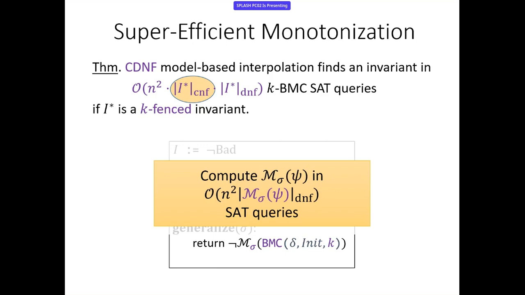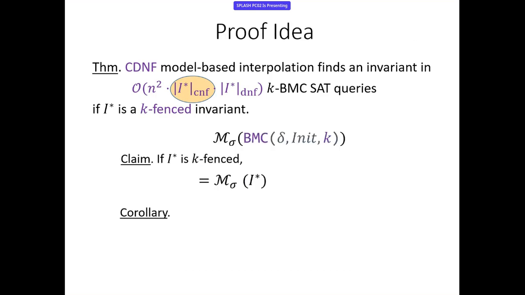This is as opposed to Bshouty's work, where this was the number of variables squared times the DNF size of the input formula. And it's really important in our application because what happens here is that we take the monotonization of the k-reachable states, which may be a really complex formula to represent. However, because the monotonization is exactly the same as the monotonization of the invariant, then we know that the DNF size of them are exactly the same.